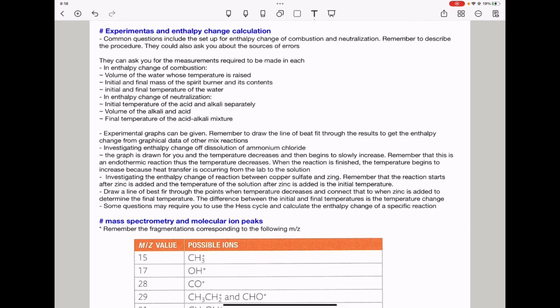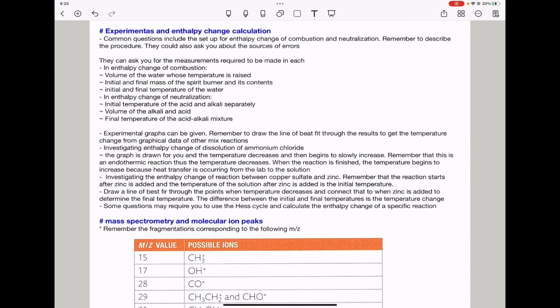Connecting to this, they could bring experimental graphs. If these are given, remember to draw the line of best fit through the results to get the temperature change from the graphical data. Here they can bring an investigation of enthalpy change of dissolution of ammonium chloride. In this case, sometimes a graph is drawn for you and the temperature decreases and then begins to slowly increase. Remember that this is an endothermic reaction and thus the temperature decreases. However, when the reaction is finished or when the reaction stops, the temperature begins to increase because heat transfer is occurring from the lab to the solution.